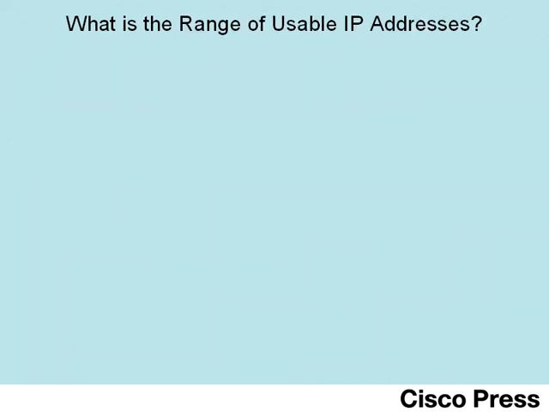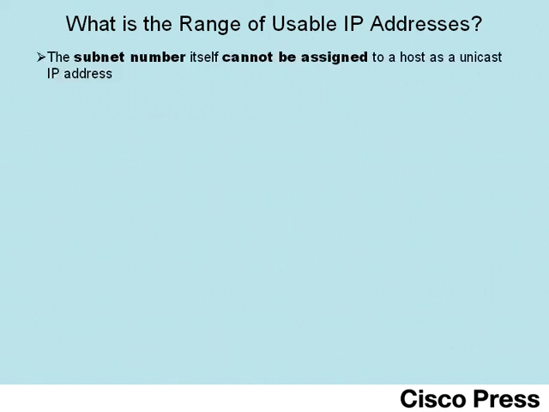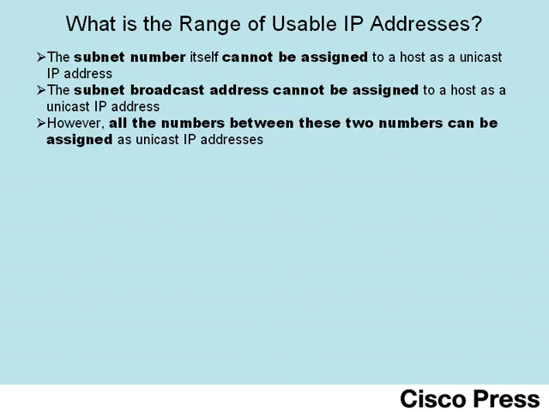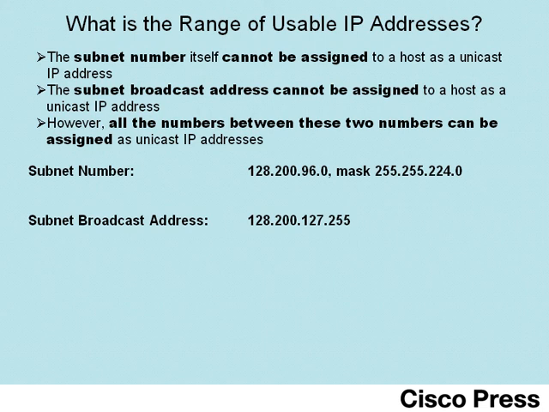Next, just to be clear, let me define what I mean by range of usable IP addresses. First of all, the subnet number itself cannot be assigned to a host to be used as its unicast IP address. And as we just saw, the subnet broadcast address cannot be assigned to a host either. However, all the numbers in between the subnet number, which is the smallest number, and the subnet broadcast address, which is the largest number, can be used. For instance, this video shows an instance with a subnet number of 128.200.96.0 with a mask of 255.255.224.0. Now it turns out the subnet broadcast address in this case will be 128.200.127.255.